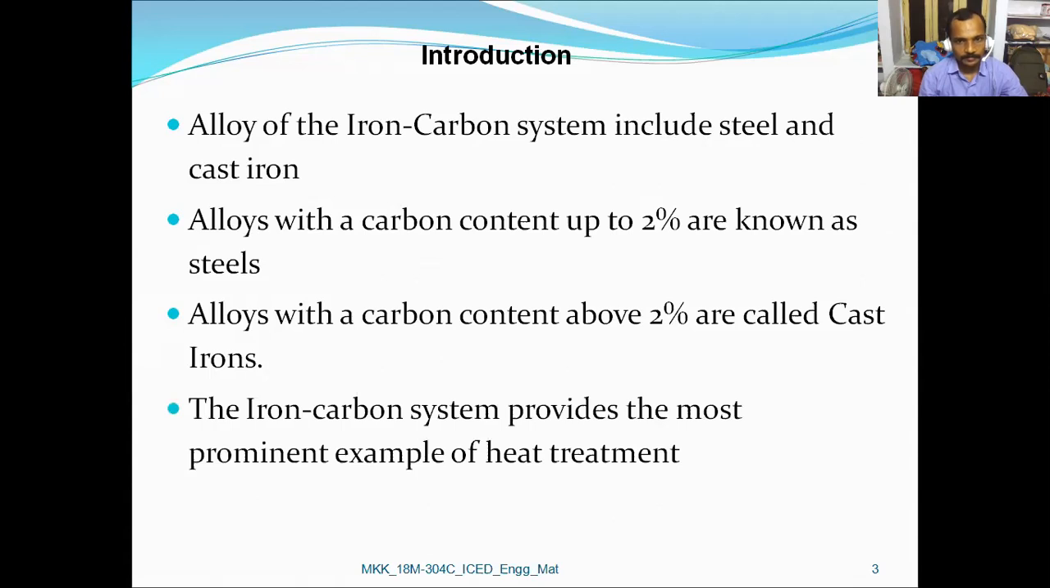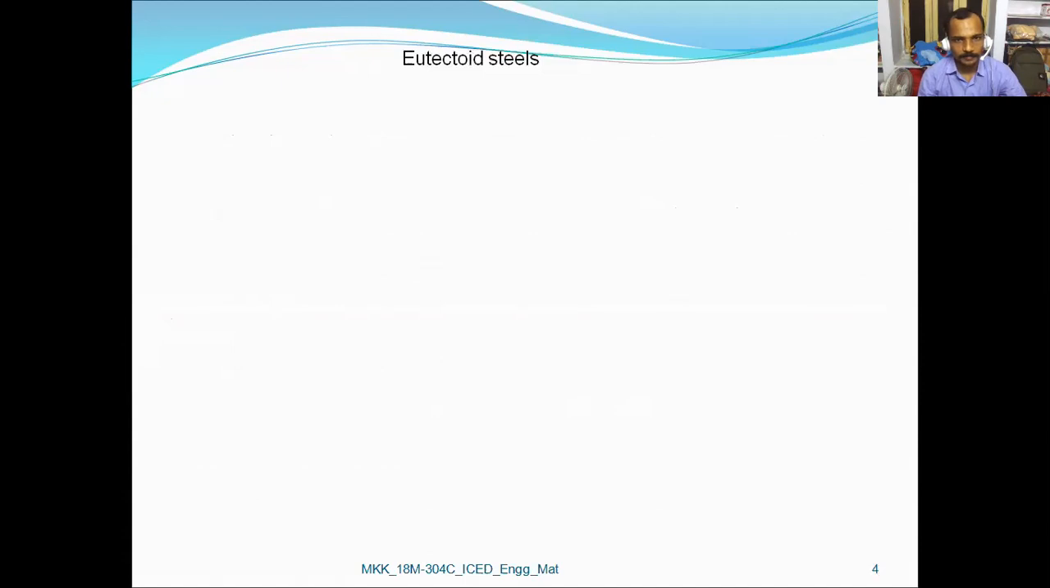So below 2% are known as steels and above 2% of carbon content are known as cast irons. The iron carbon system provides the most prominent example of heat treatment. Now let us move to the types of steels.